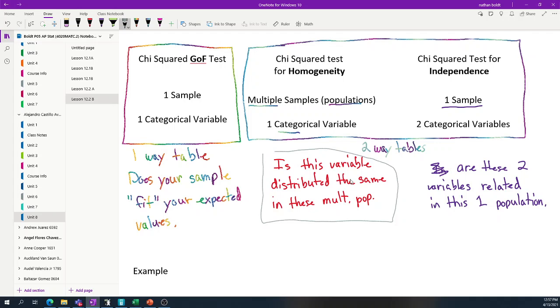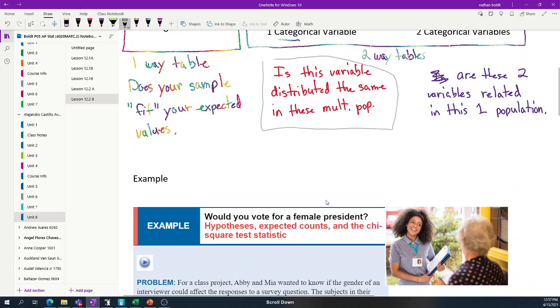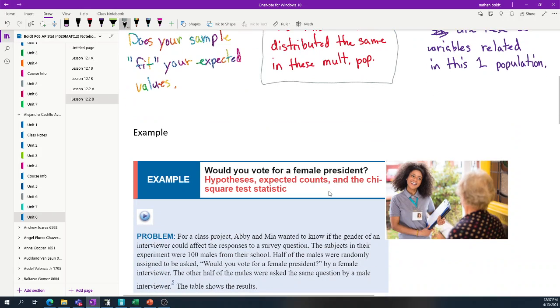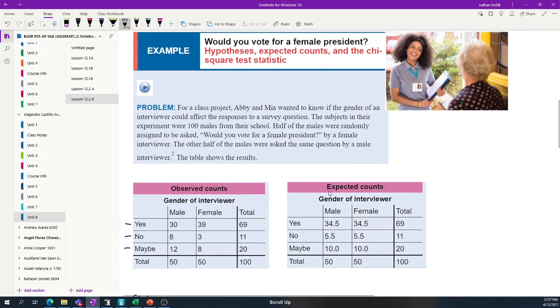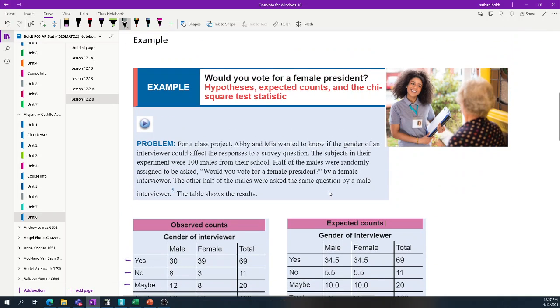We're going to take a look at an example like usual, and then make note of a few changes here and there, okay? A few things to be aware of. So, would you vote for a female president?